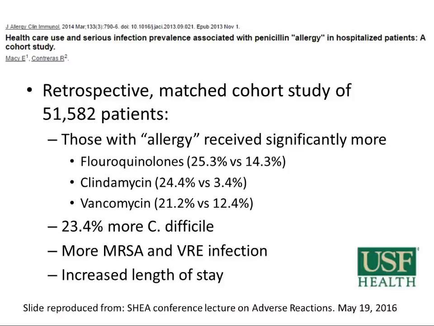Basically, this is the healthcare use and serious infection prevalence associated with penicillin allergies in hospitalized patients. It was a 2014 retrospective study with 51,582 patients. And it showed that those with allergies received significantly more antibiotics, 23.4% more C. diff, more MRSA and VRE, and an increased hospital length of stay.